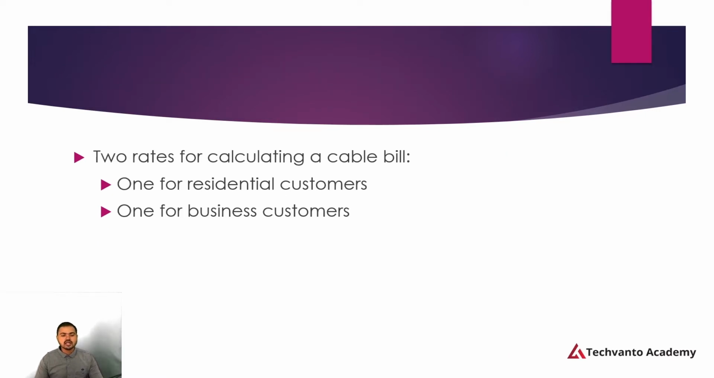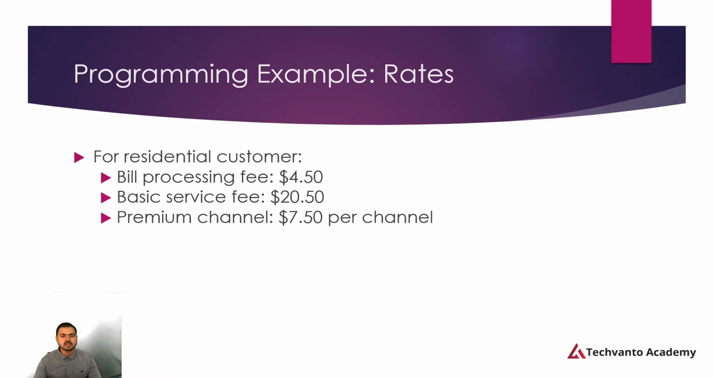To calculate a cable bill, we are going to apply two rates, one for residential customers and another for business customers. For the residential customer, we fix these rates for charging the bill processing fee, the basic service fee, and premium channels at $7.50 per channel. You can observe in this slide the rates that we apply for calculating a bill for a residential customer.